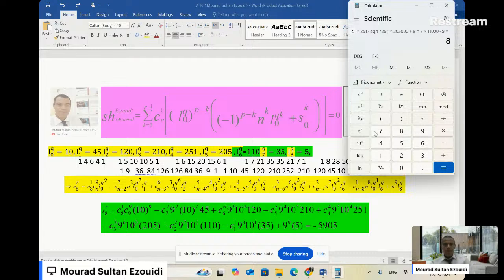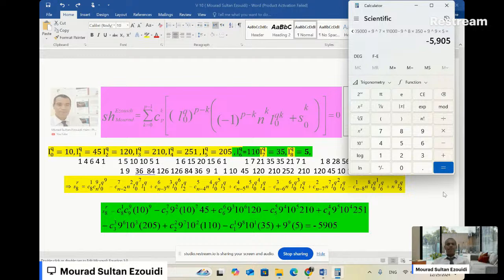Multiplied by 305 and 50. Multiply by 350 simply because 10 by 35, plus 9 raised to the power 9, sorry, multiplied by 5. Okay, so this one is equal to negative 5,905.